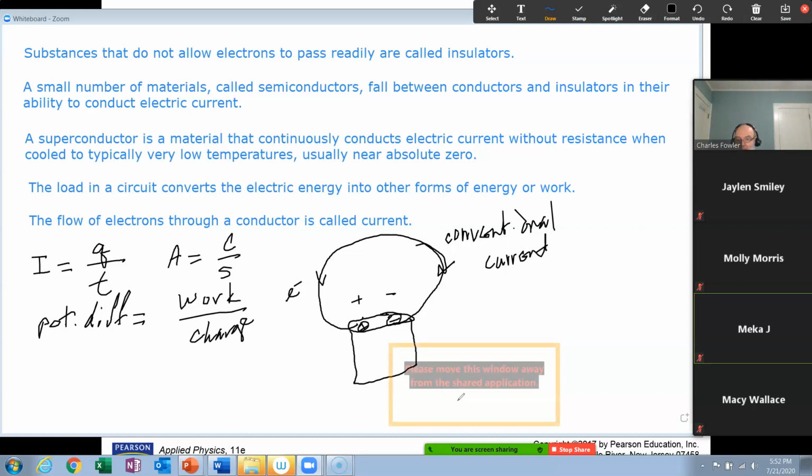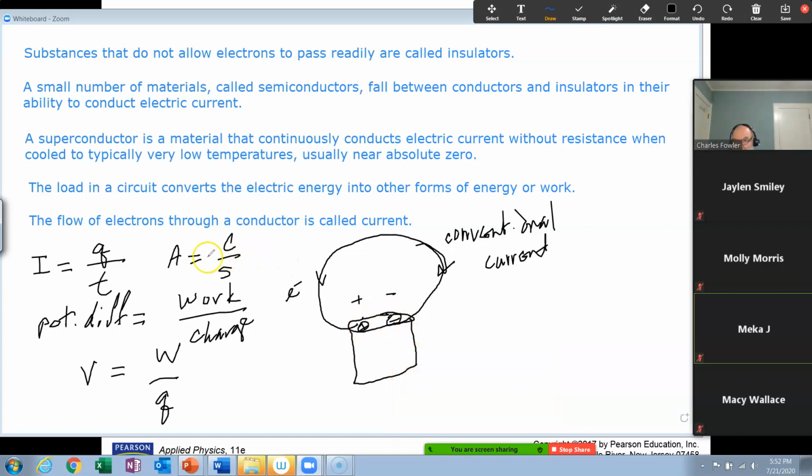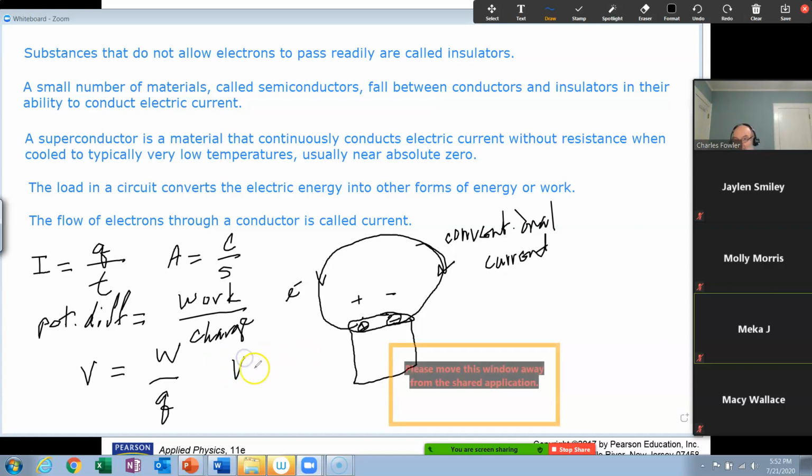Okay, the parameters like this equation for current, this will be voltage is equal to, and I'll give you another name for it too, work, which is capital W, per unit charge, which is little q. The units for this, and this is a little confusing, but the units for this parametric equation is volts, the same symbol, is equal to work, which is joules, per unit charge, which is capital C coulomb.